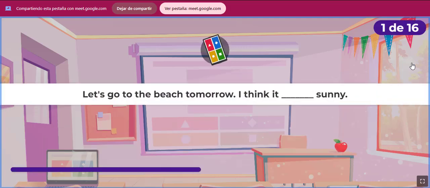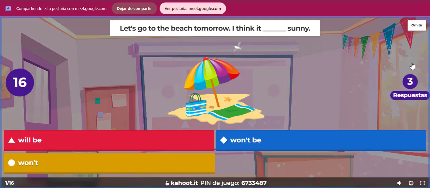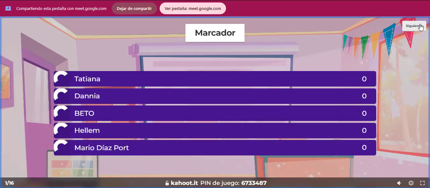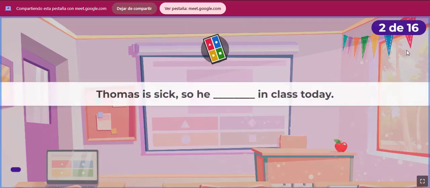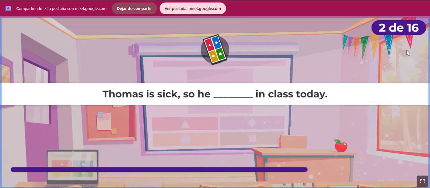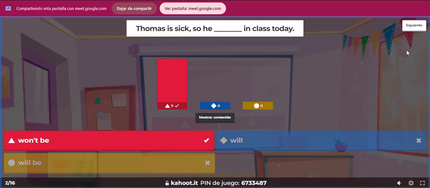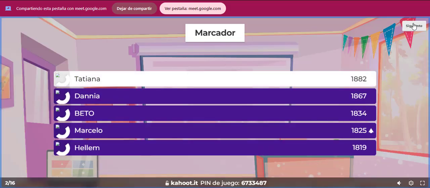The first one says, let's go to the beach tomorrow. I think it, sunny. Very good. The 9 of you got it correct. It will be sunny. Good. And we have Tatiana in the first place. Question number 2. Thomas is sick, so he in class today. The 9 of you got it correct again. Very good, excellent. Tatiana keeps the first place.